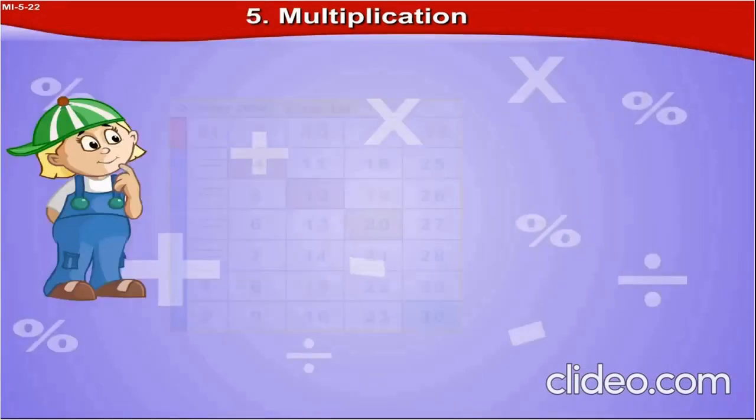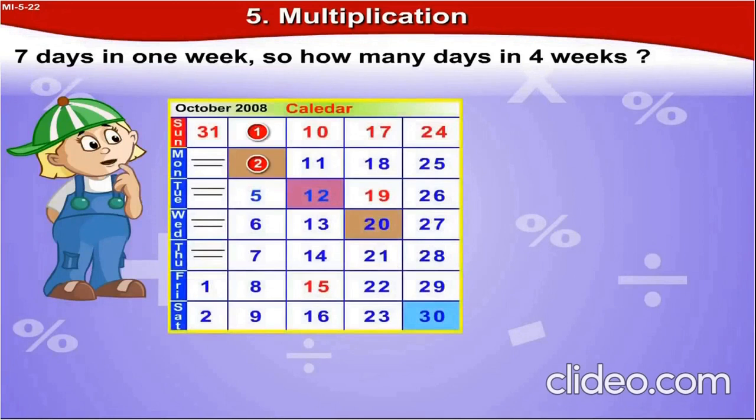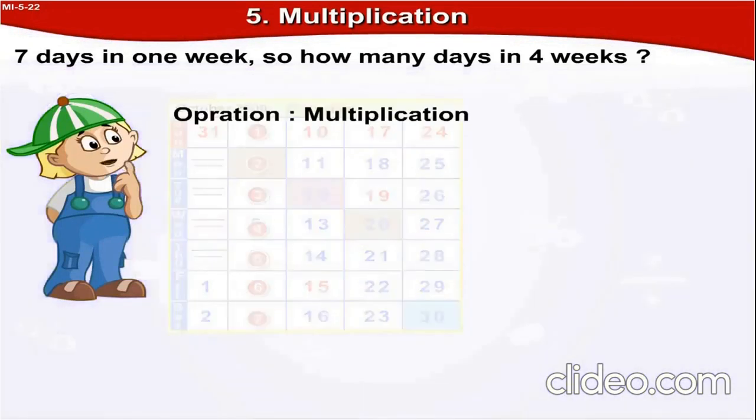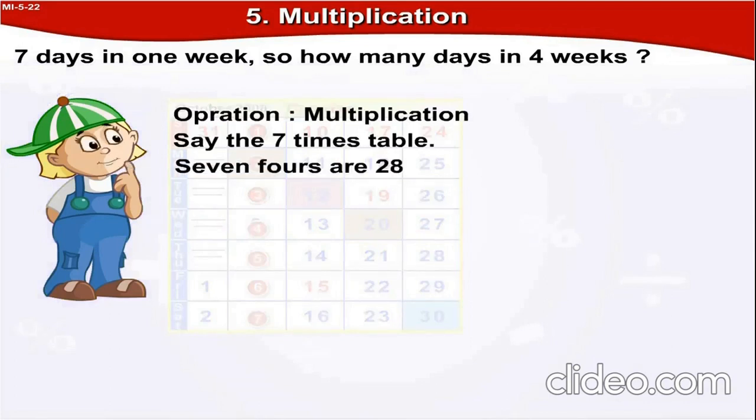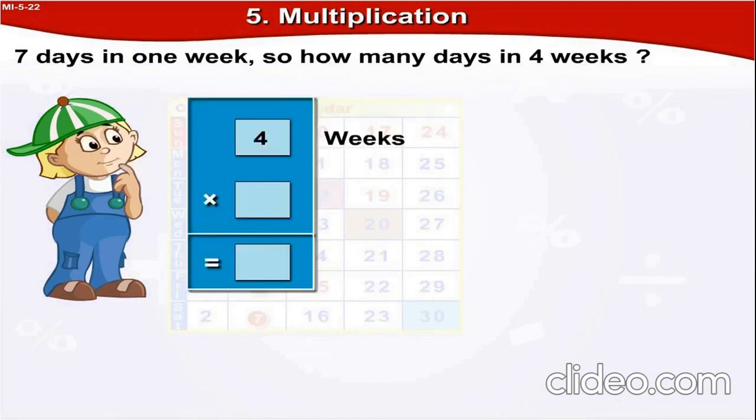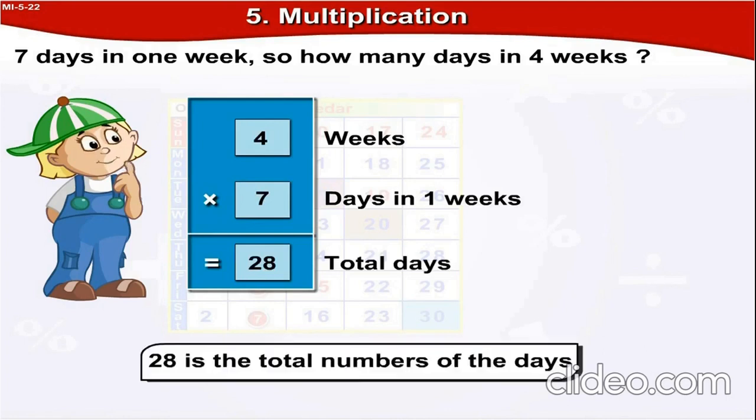Next is 7 days in 1 week. So how many days in 4 weeks? We'll say the 7 times table. 7 fours are 28. Therefore, 4 weeks multiplied by 7 days in 1 week would be equal to 28 days. So, 28 is the total number of days.